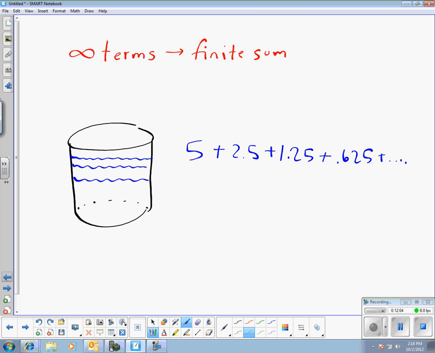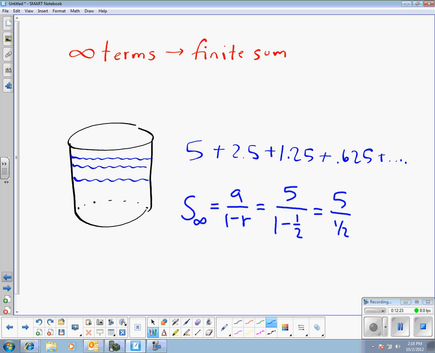So just to confirm that this formula works, if the sum of the infinite series is A over 1 minus R, A is the first term, which is 5. R is 1/2, because that's what I multiply by each time. That's 5 over 1/2, which is 5 times 2, which is 10. And that was a 10-gallon bucket to start with. So you can see that the formula does, in fact, work.